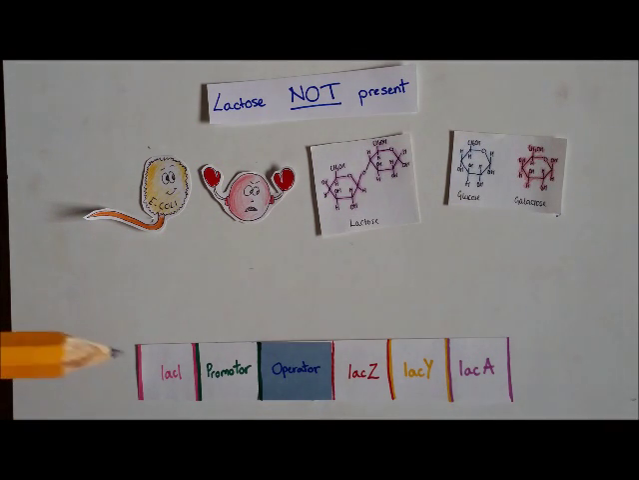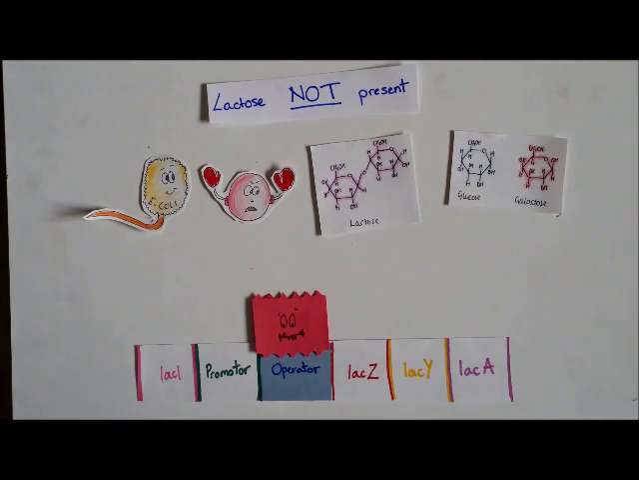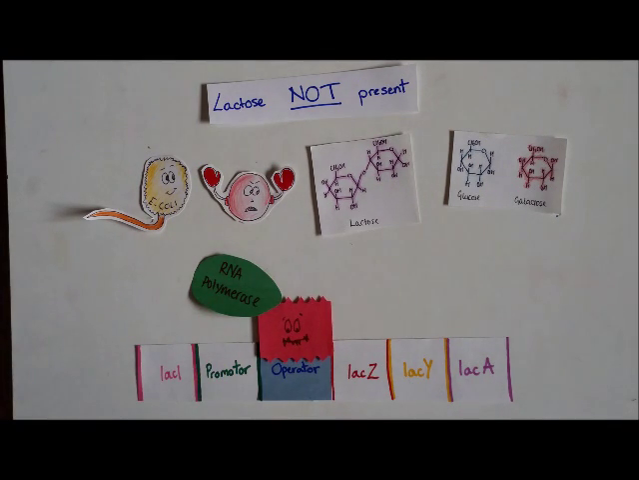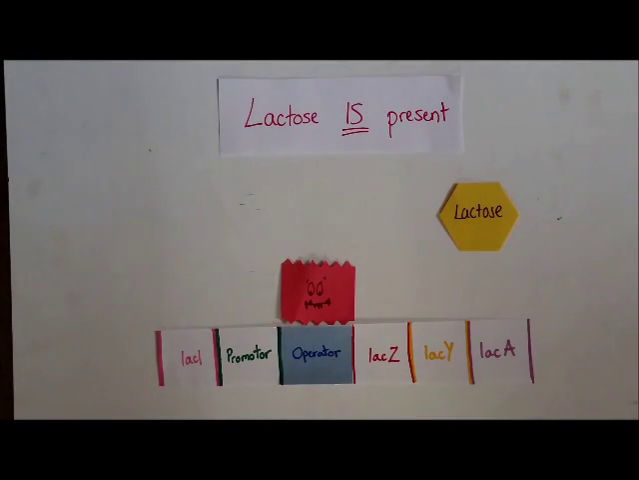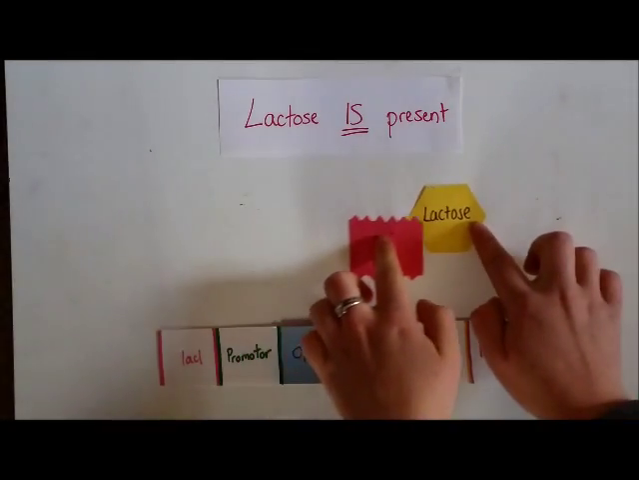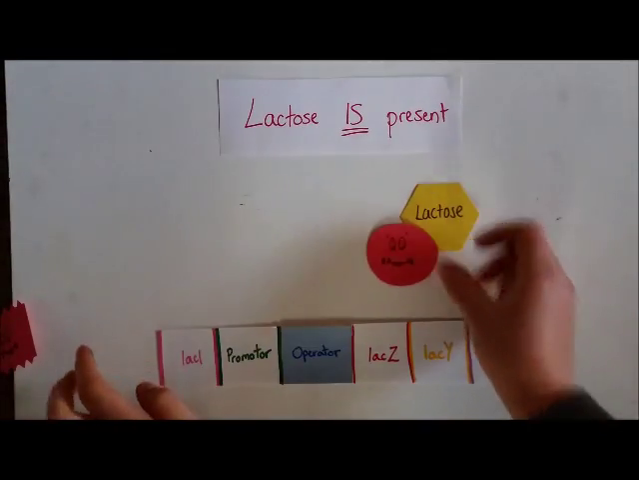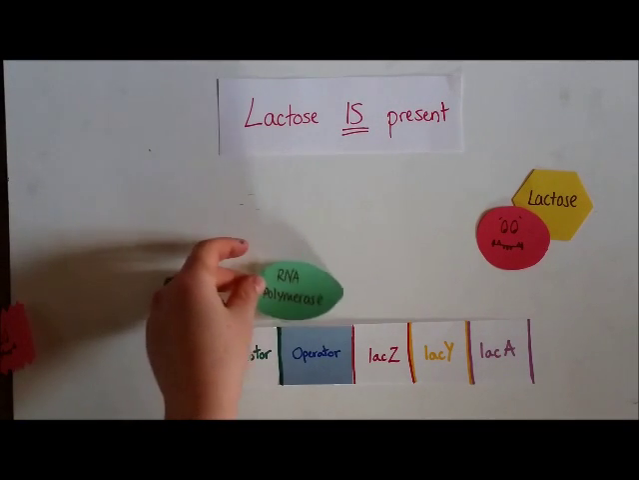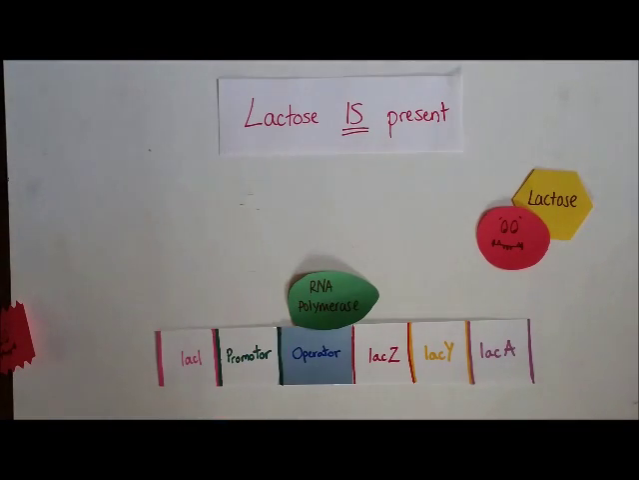The regulator gene produces a lac repressor, which binds to the operator site when no lactose is present. This blocks the RNA polymerase, preventing it from binding to the DNA. When lactose is present, it binds to the repressor, changing the repressor's shape so it can no longer bind to the operator site. RNA polymerase can now begin transcription of the structural genes.